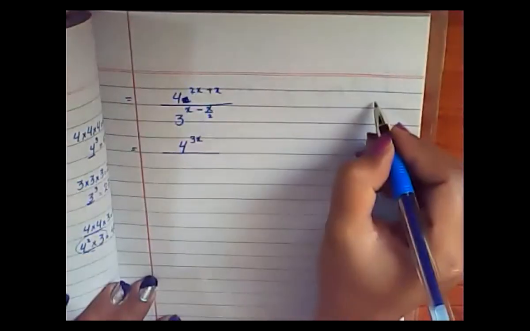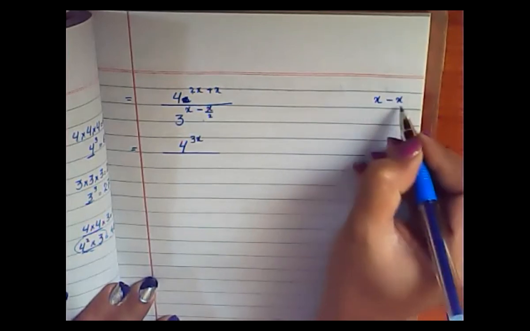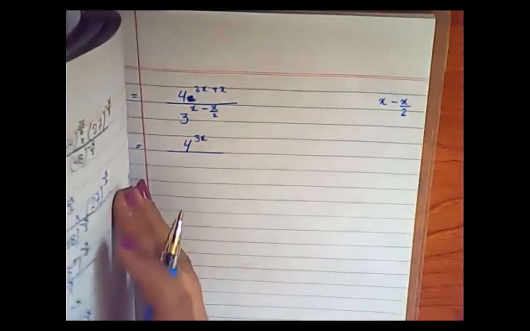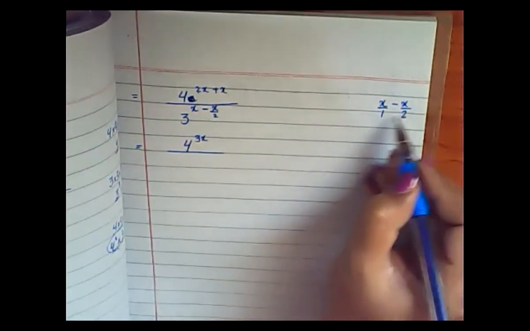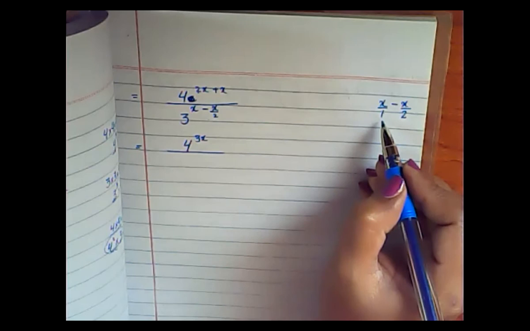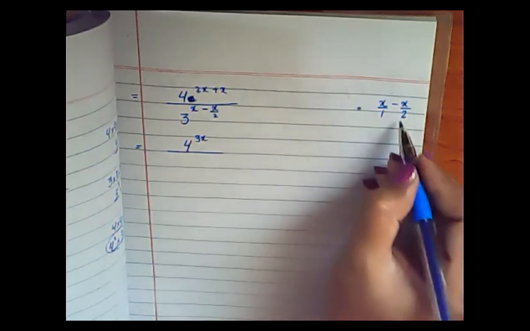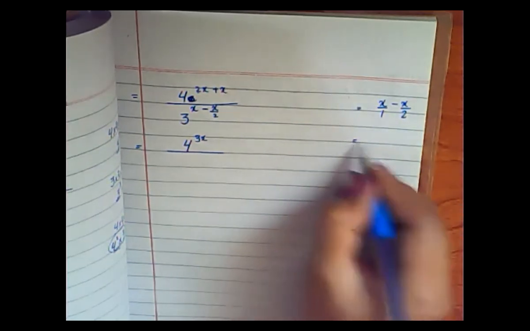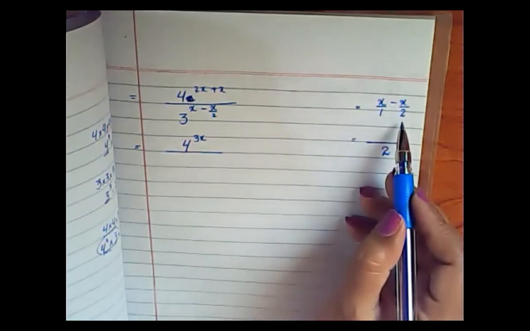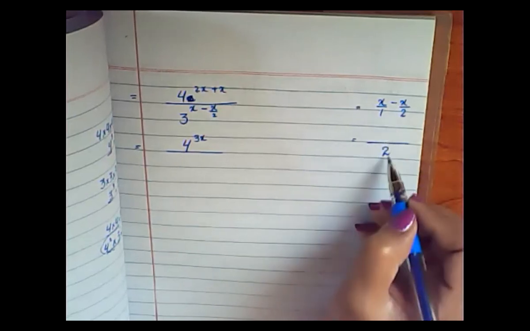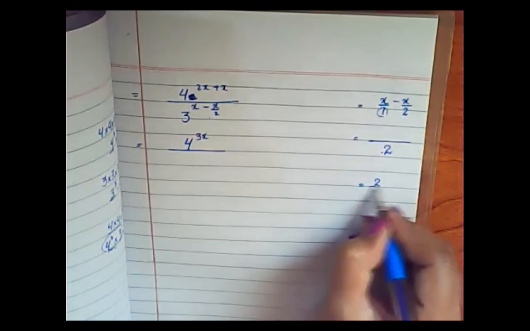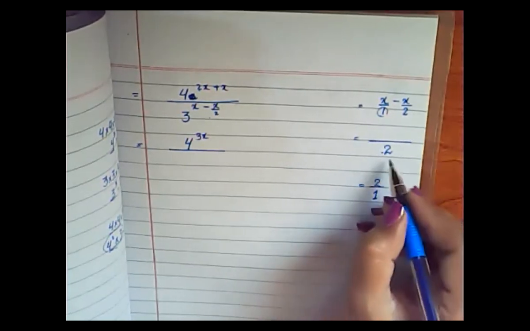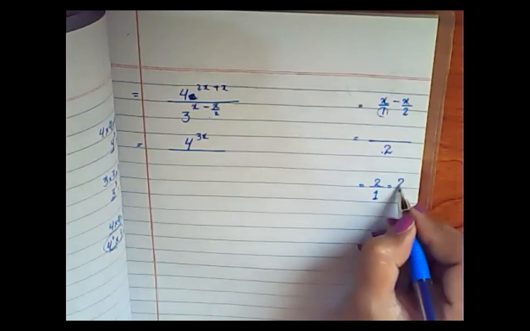Now just suppose, look here. Here you have x minus x upon 2. So how will you solve it? Look here. We are going to take the LCM. So 2 and 1. We are going to take the LCM. The LCM of 1 and 2 will be 2. Now what you are going to do is divide this 2 by this 1. So when you divide 2 by 1, the answer will be 2.